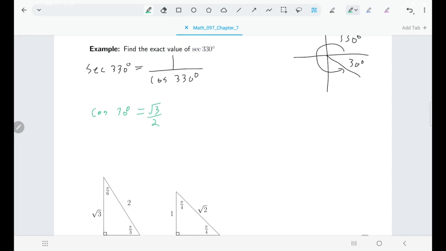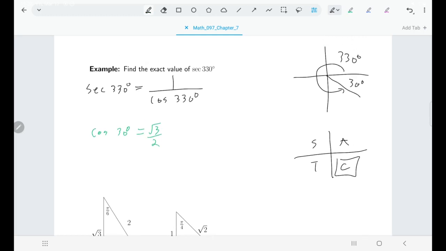The next thing is we have to think about our quadrant. Is cosine going to be positive or negative? And our quadrant that we're in happens to be quadrant 4, and in quadrant 4, cosine happens to be positive. So that means we now also know cosine of 330 degrees should be also positive, root 3 over 2.